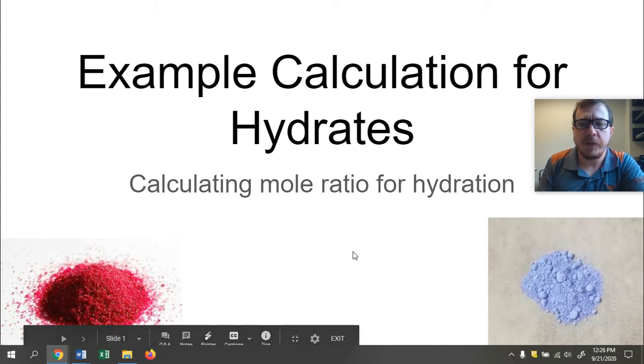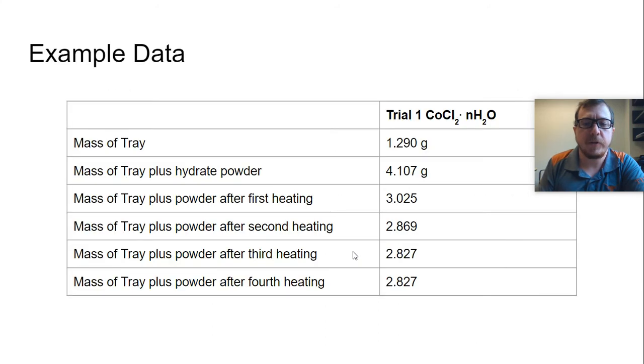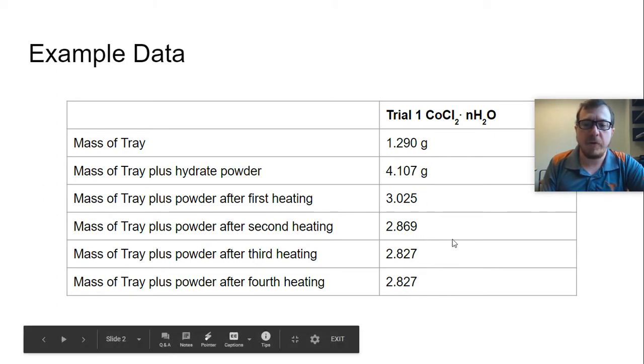All right, anyway, so let's look at how to do these calculations. Here is an example set of data. Notice we have some tray. You might have a crucible if you're doing the virtual lab. You'll have some tray or crucible, then you put some powder in there, and as you heat it, the water will start to evaporate and boil out of the crystal structure. As the water leaves, go figure, your mass goes down. Okay, so it continues to go down.